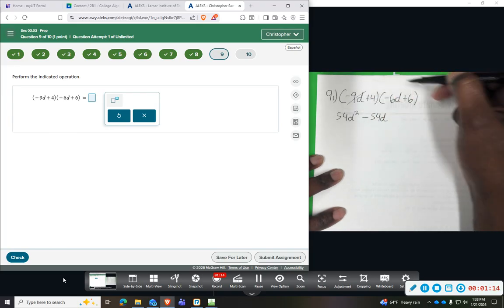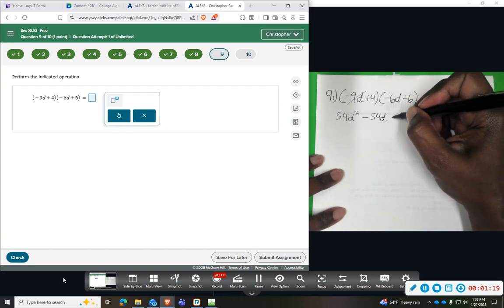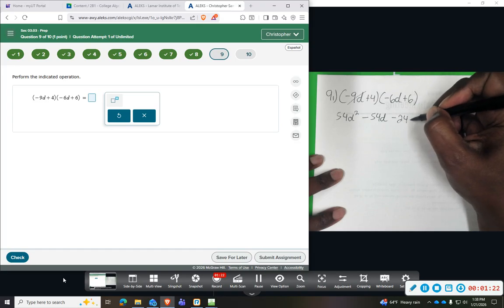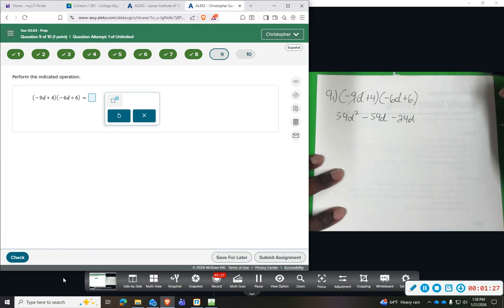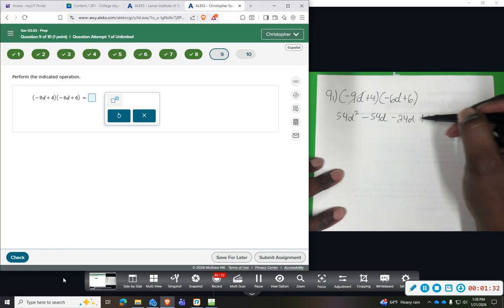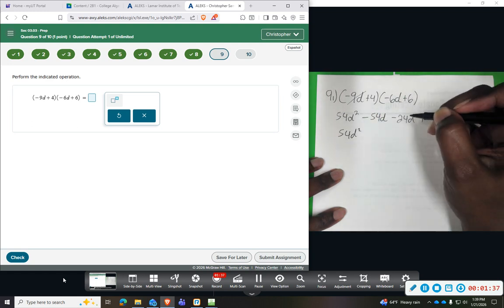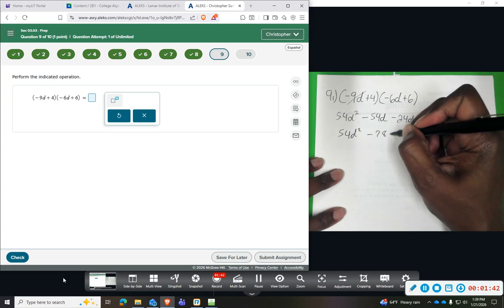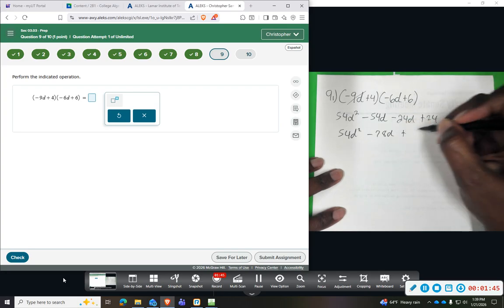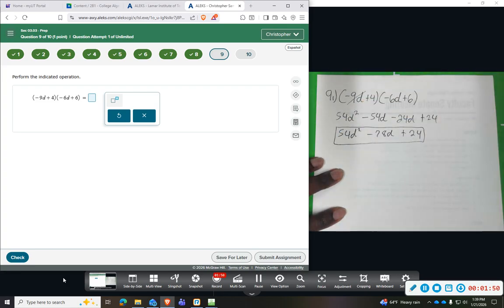Okay, so at this point I'm done with the 9d. I've multiplied it times both terms. So now I'm going to do the 4. 4 times the negative 6d will give me a negative 24d. And then 4 times 6 will give me a positive 24. And we will combine like terms, and that will give us 54d squared. Combine these, we'll add them. It'll give us a negative 78d, and then a positive 24. So once we FOIL that out, this is what we'll get there.